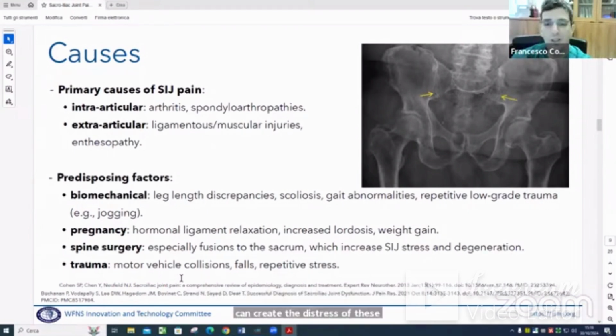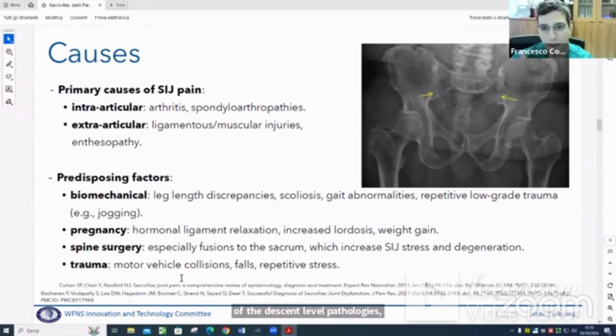We have mentioned several times the role of pregnancy, because the biomechanical stress provides further work in this area, and there is also an adaptation of the sagittal alignment of the pregnant woman. As well, spine surgery can affect this articulation. It's well known that lumbar fixation can stress this joint in a similar way to adjacent level pathologies. We can have a distress from this point of view.